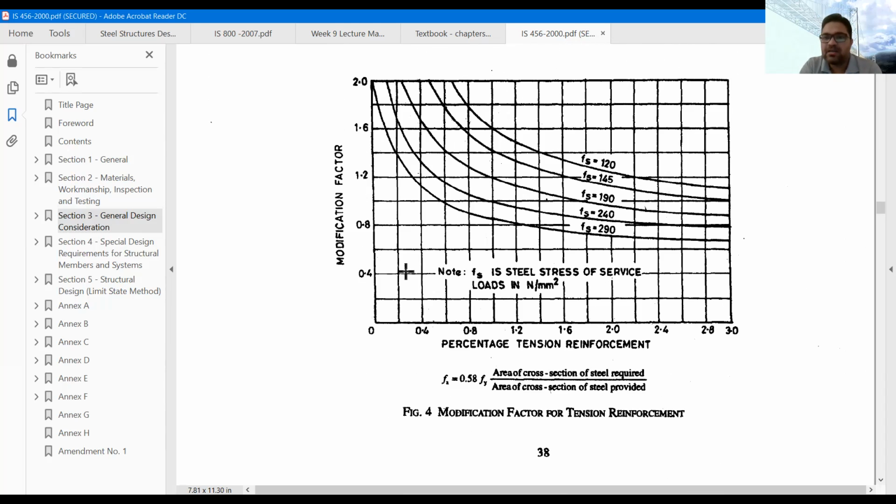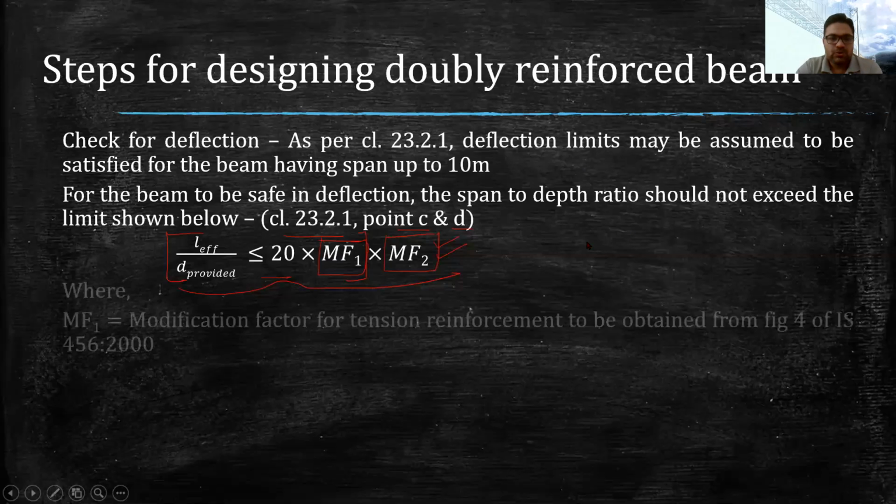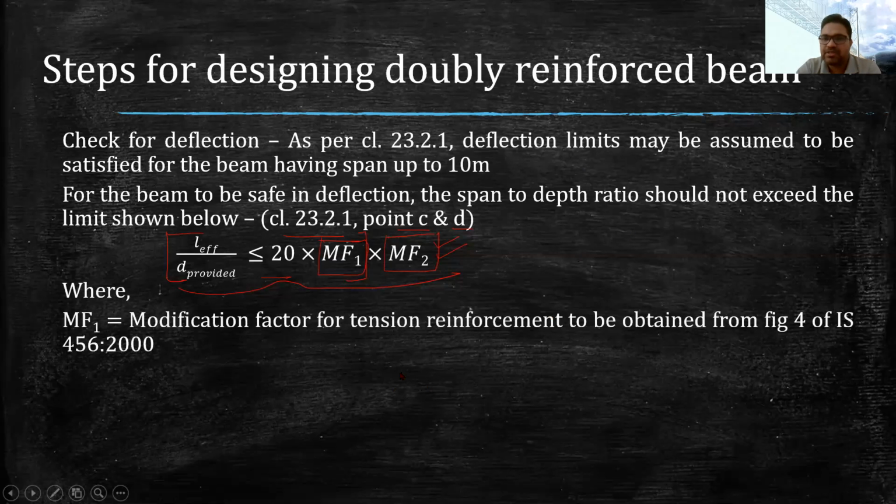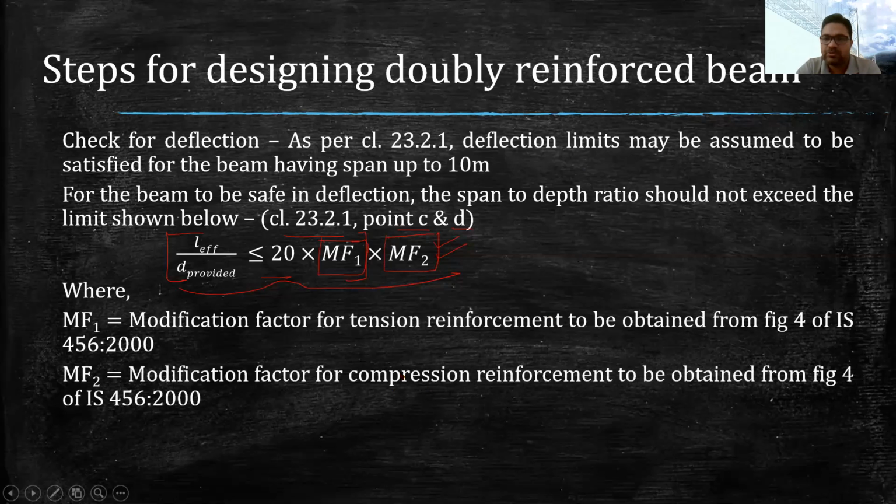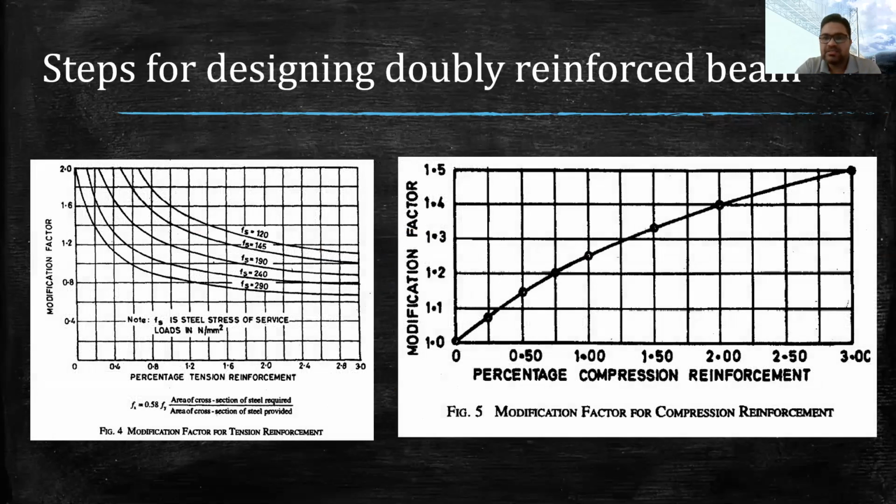MF1 I have already explained, and when I solve the problem, we will see how to use this graph to calculate the modification factor 1 value. So MF1 is the modification factor for tension reinforcement, MF2 for the compression reinforcement, and these are the graphs we will use to find out MF1 and MF2. In the example, we will see how to find them.